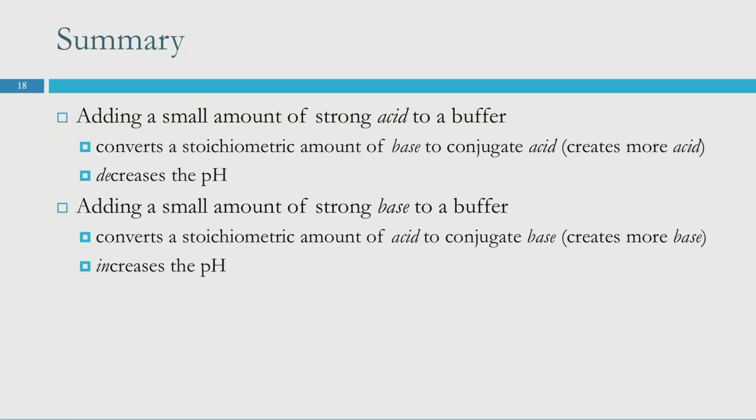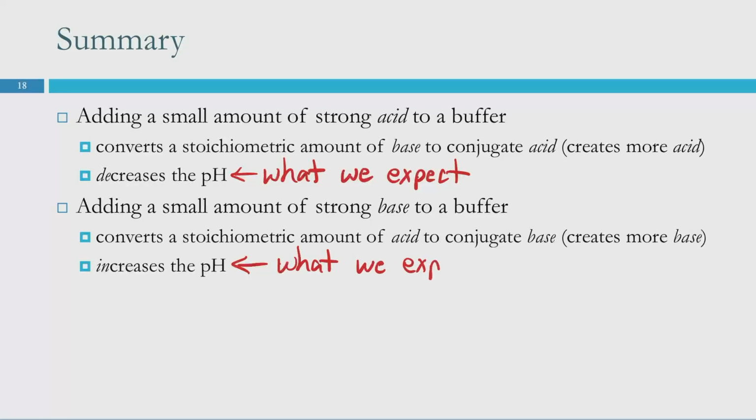If we add a small amount of strong acid to a buffer, it converts some of our base to acid. It does the expected and decreases the pH. So there's nothing unusual or weird other than we have to account for a little bit of a reaction. If we add a small amount of strong base, then it increases the pH, becomes more basic, more alkaline. That's also what we expect. So there's no big surprises here.